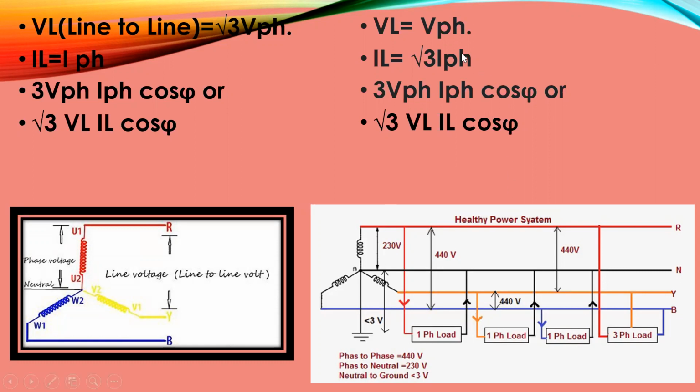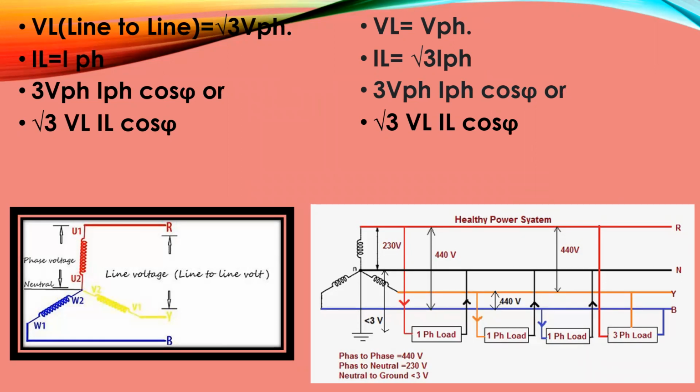In delta, we have VL equal to V phase. Line voltage and phase voltage are the same. That's why we start with the star and run with the delta. So starters: star, delta, starters. We start with the star.